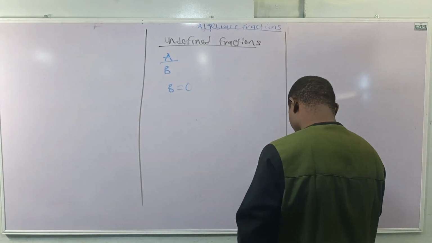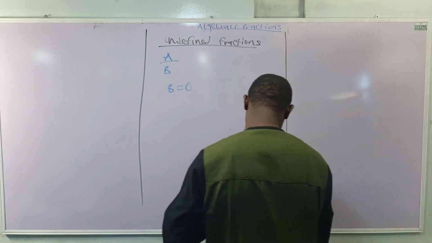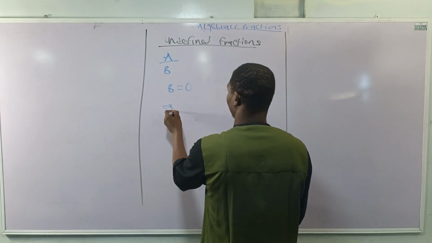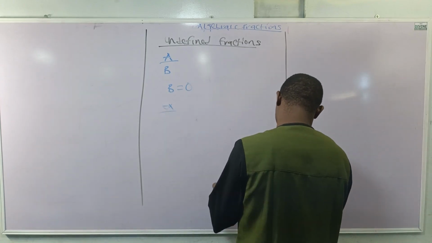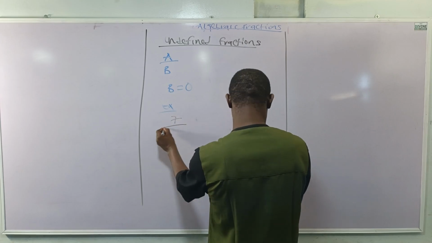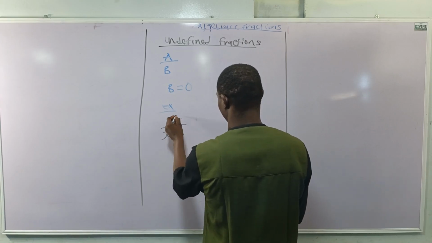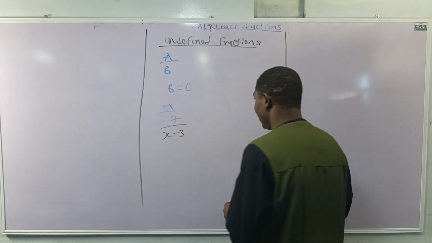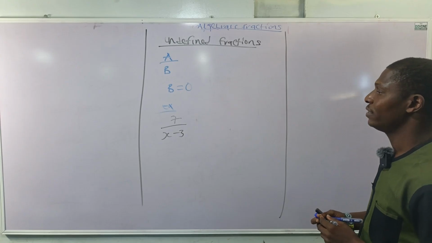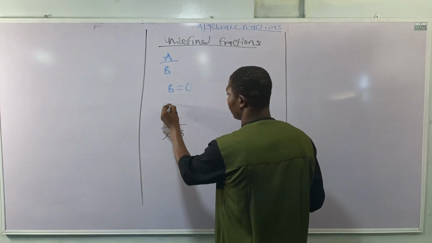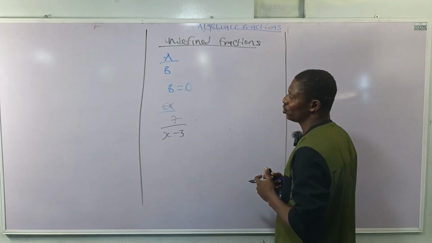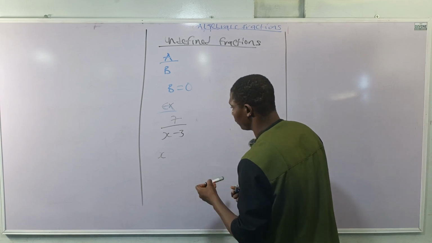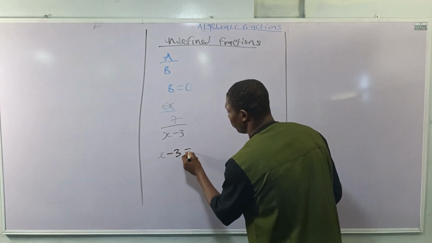So let's assume we have this. Let me say I have 7 all over x minus 3. And I am asked to find the value of x that makes this expression undefined. What I simply need to do is to equate this denominator to 0. And I'll simply have x minus 3 equal to 0.